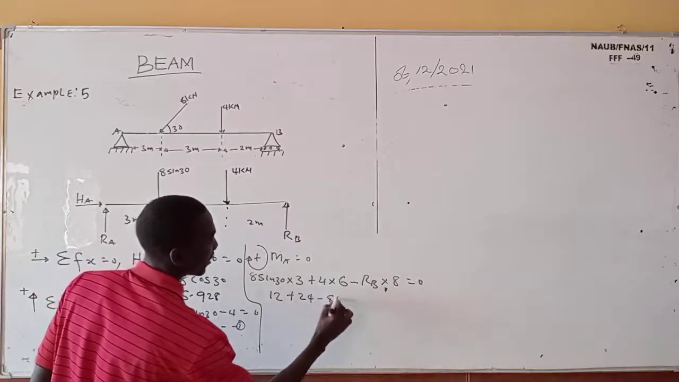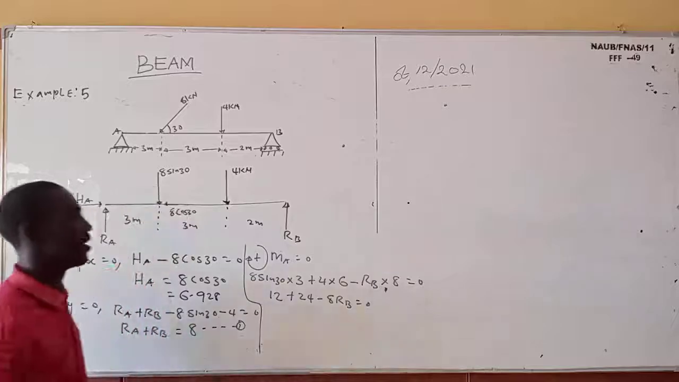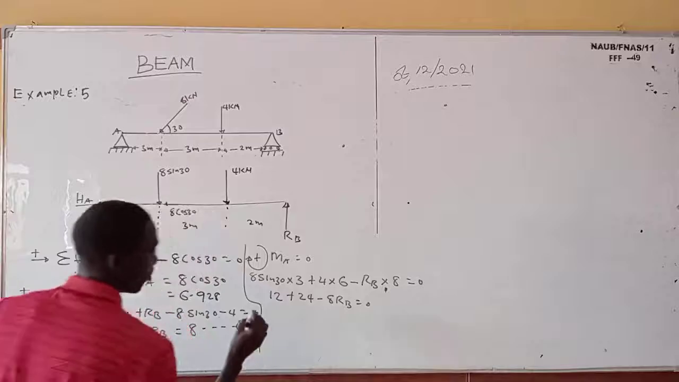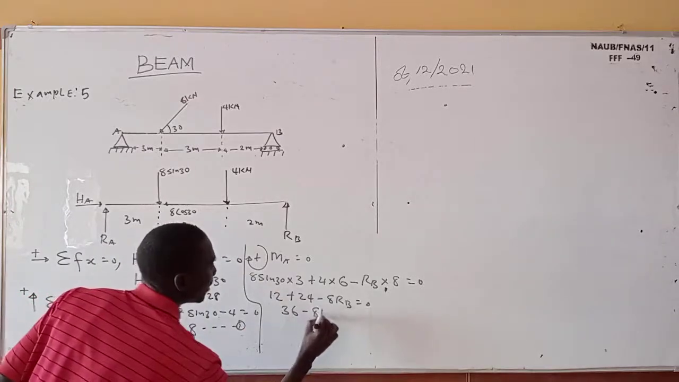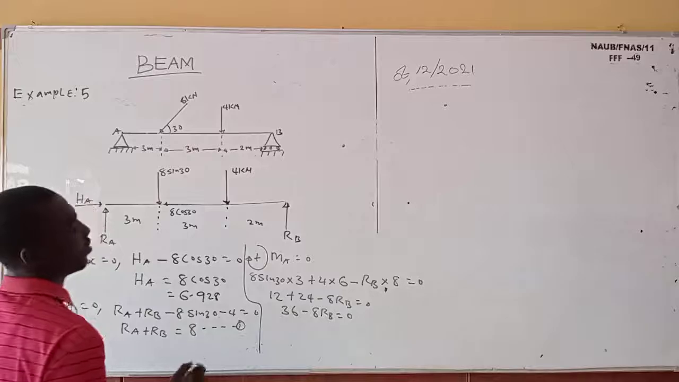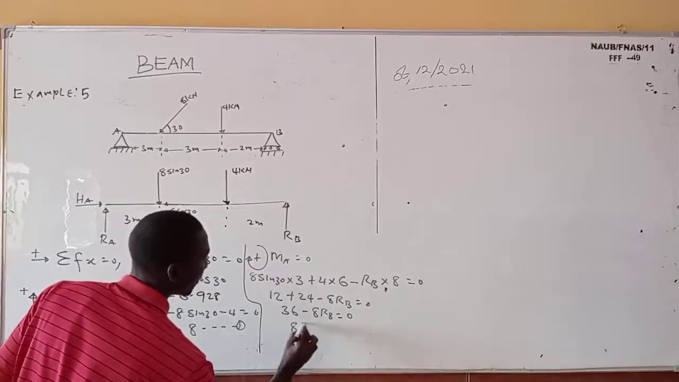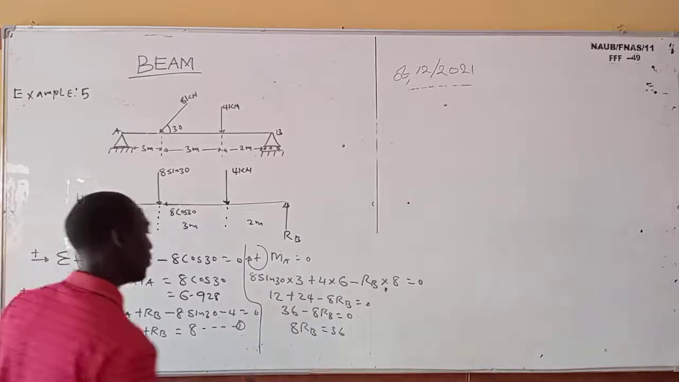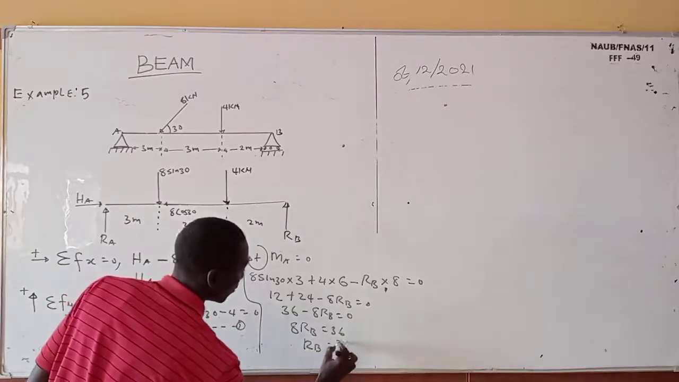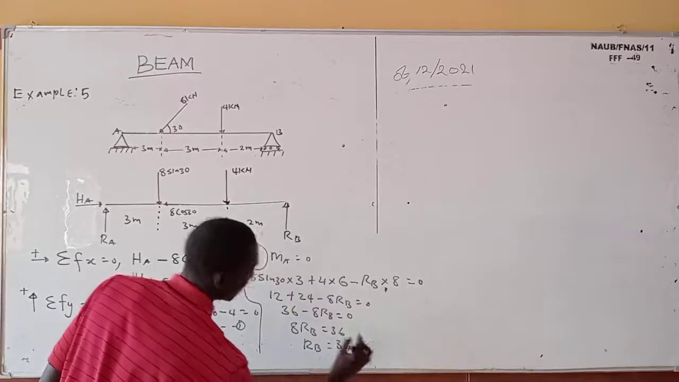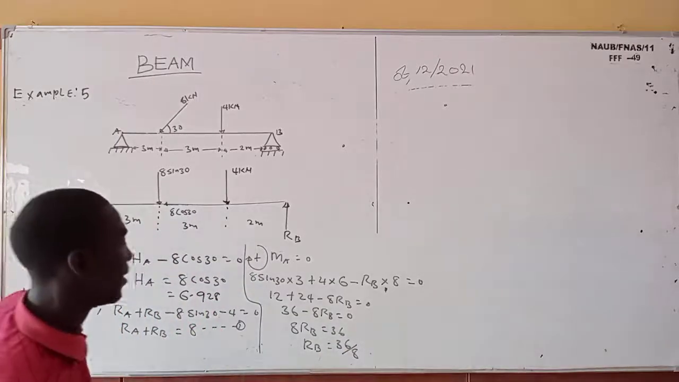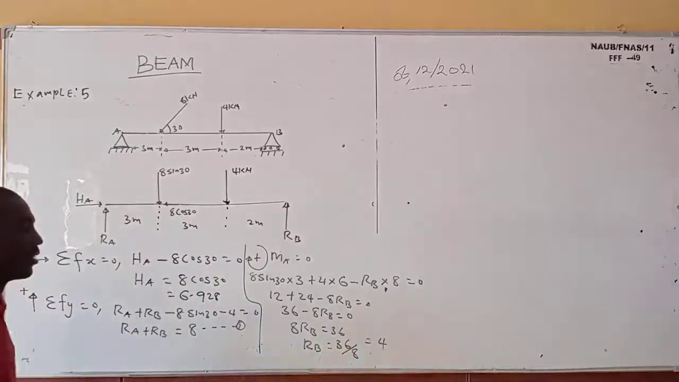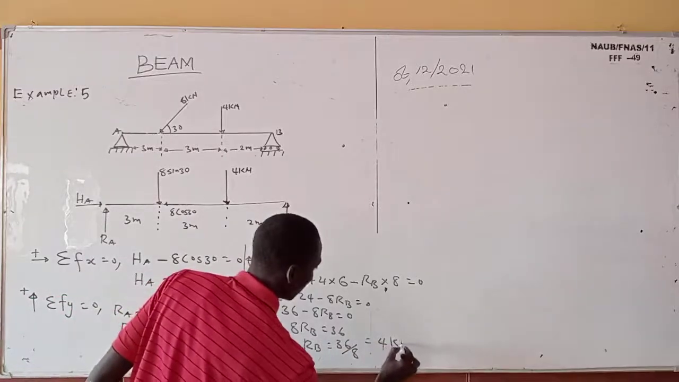24 minus 8 RB equals 0. So now 12 plus 24, I think that is 36. So 36 minus 8 RB equals 0. So now if this comes back, it's going to be 8 RB equals 36. So for us to get our RB, RB will be equal to 36 divided by 8. And 36 divided by 8 is nothing but what? 4. I think I'm correct, yes. 36 divided by 8 is 4 kilonewton.